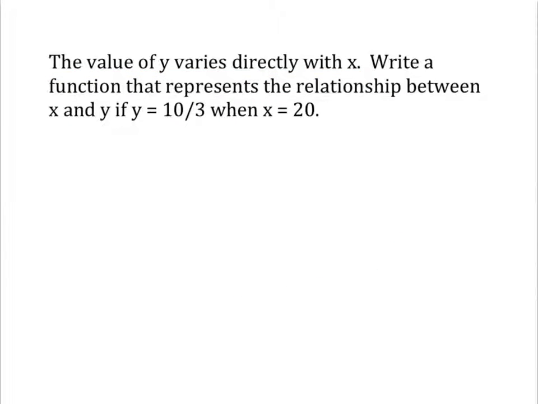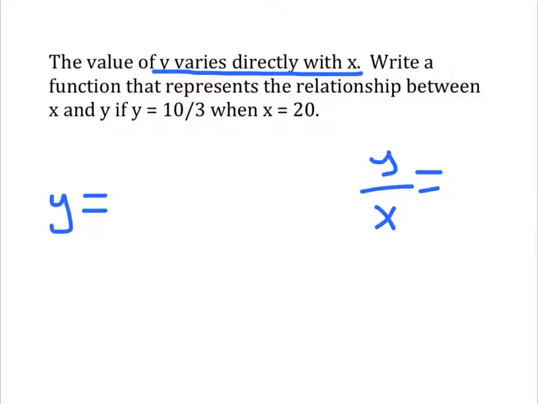This one, same concept, except now it's just a little bit more difficult. The value of y varies directly with x, so same thing. Write a function that represents the relationship between x and y if y equals 10/3 when x equals 20. So we know we're going to have y equals. We also know that we need to take y divided by x and figure out what that is.